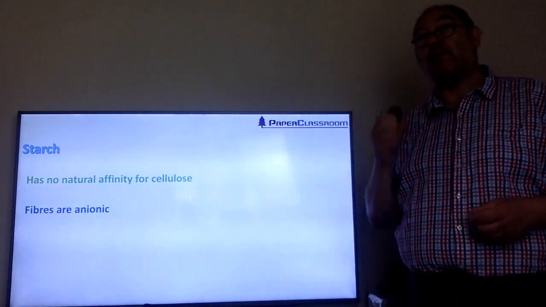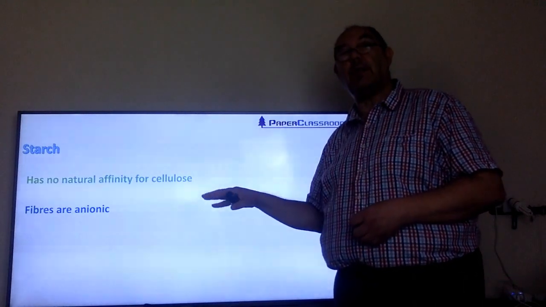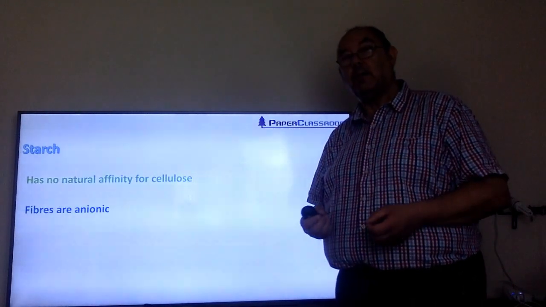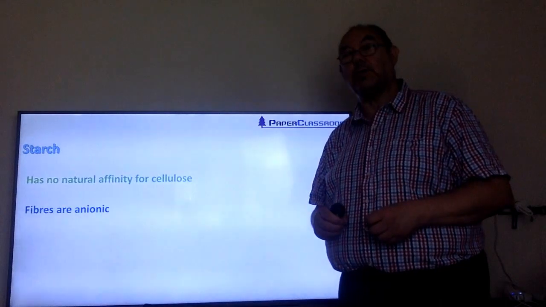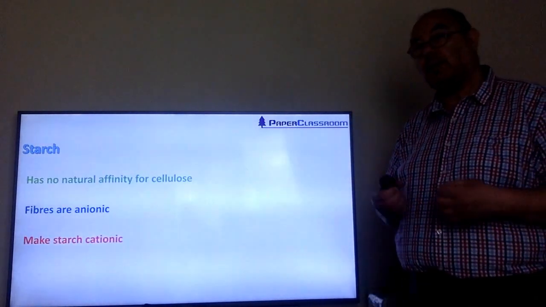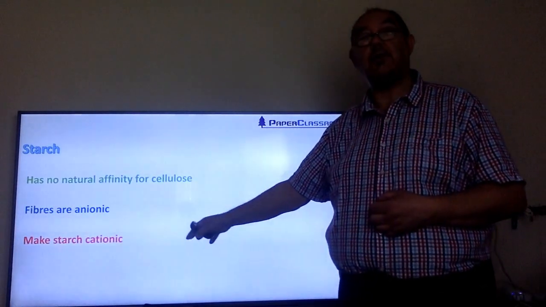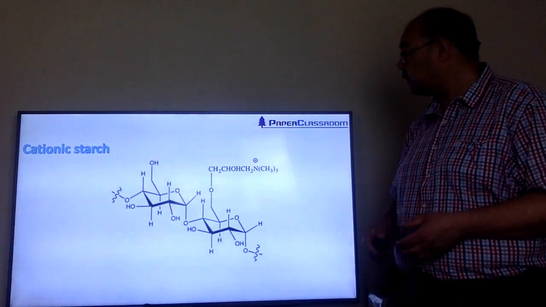But the one thing we know about fibres is fibres are anionic. They carry this negative charge because of all the residual acidic molecules that are there. So how can we improve the retention of starch? Ideally, make the starch cationic. So that's what we do.